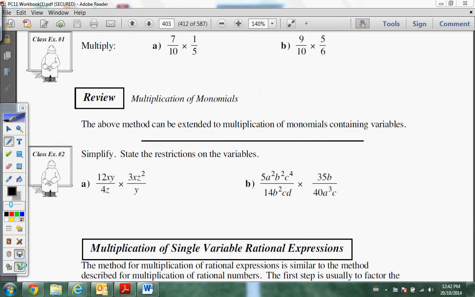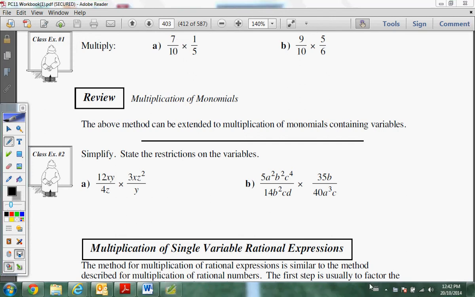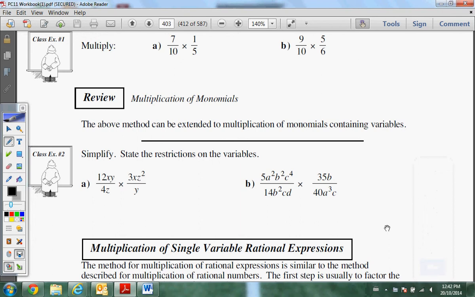Remember, when you're multiplying fractions, you just multiply straight across. You've got your 7 times 1, your 10 times 5, straight across. And then you have your 9 times 5 and your 10 times 6. Hopefully that's not new to you.